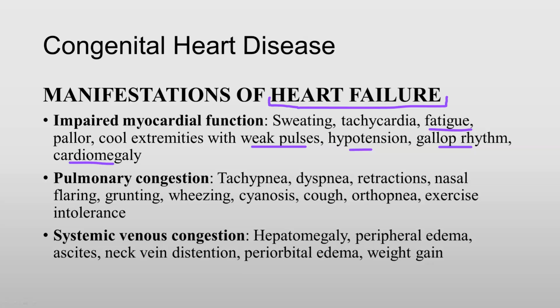Listen to lung sounds, count respiratory rates, monitor SpO2s, look for use of accessory muscles, difficulty breathing, activity intolerance, and then of course the more benign systemic venous congestion, which is hepatomegaly, peripheral edema, ascites, JVD, periorbital edema, and weight gain. Weight gain will be probably most associated with wet diapers when it comes to assessing fluid volume for an infant.